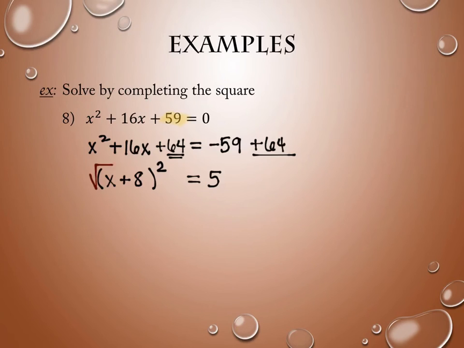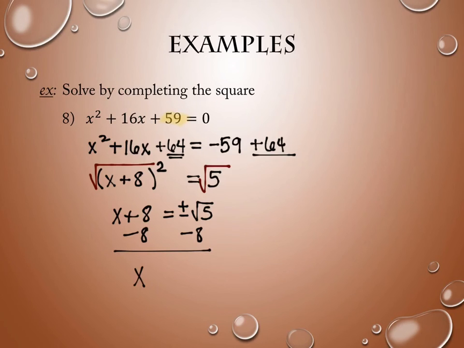It would be to square root. You're right. So what is the square root of x plus 8 squared? It's x plus 8. And then the square root of 5 part would become, yeah, plus or minus the square root of 5. And what would our last step be? Subtract the 8.